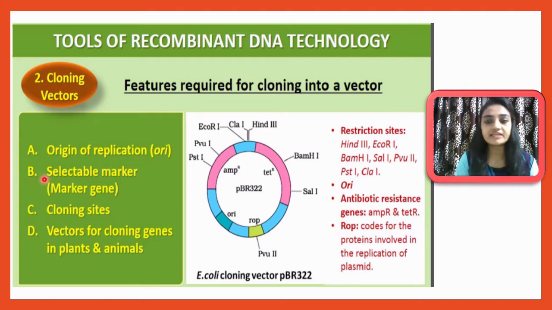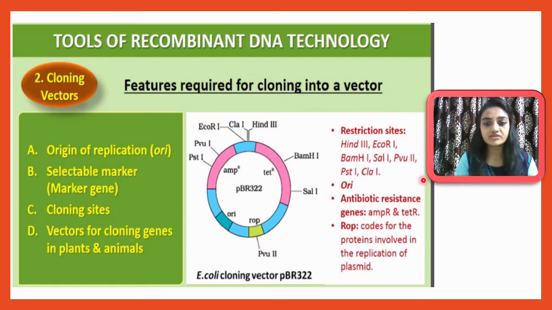The second very important feature is a selectable marker, also called a marker gene. This is a very important feature to isolate and identify the modified organism. Then the third one is cloning sites. Then the fourth is vectors for cloning genes in plants and animals. We will discuss all of this in detail.